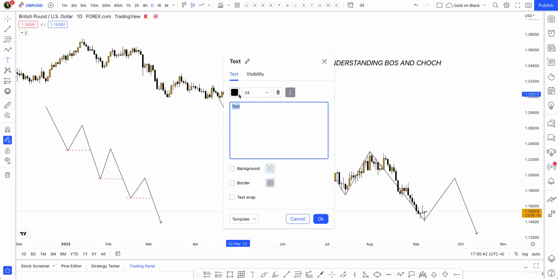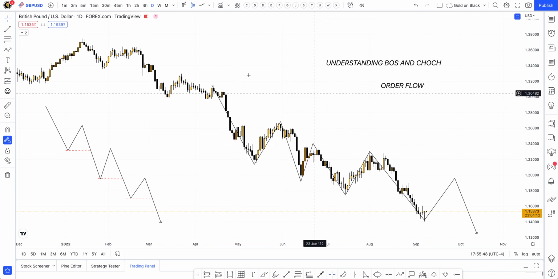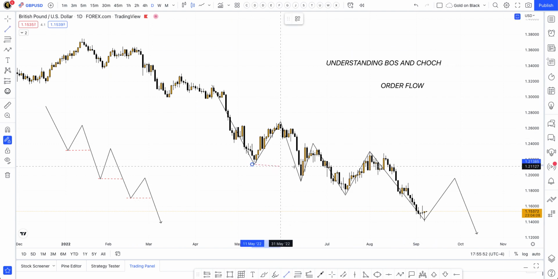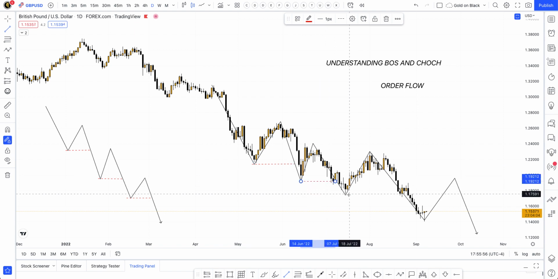Okay, so understanding the order flow is also important. We know that we're bearish, so we know that at this point this is our BOS right here, this is our BOS right here, there's another BOS right here, right?